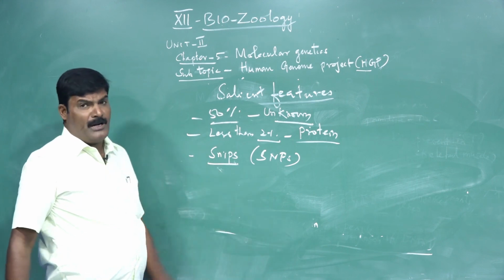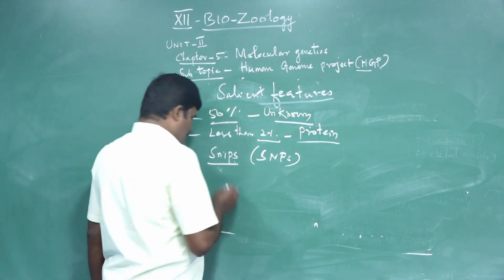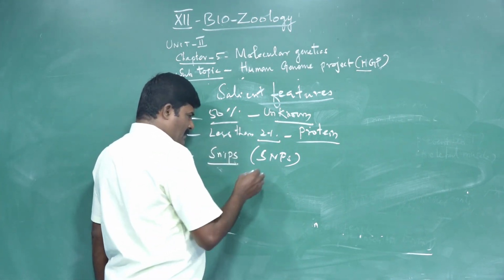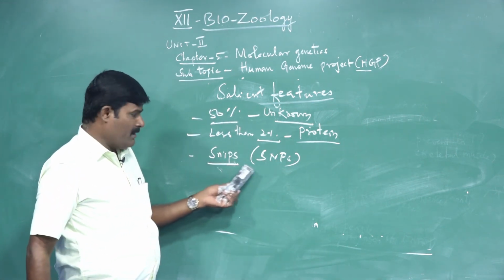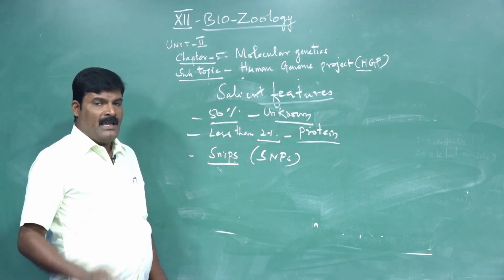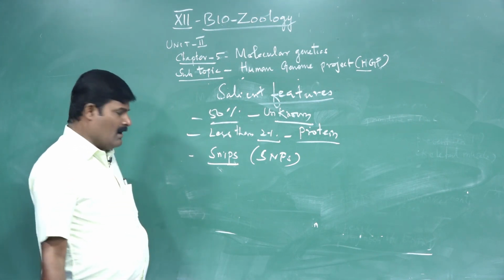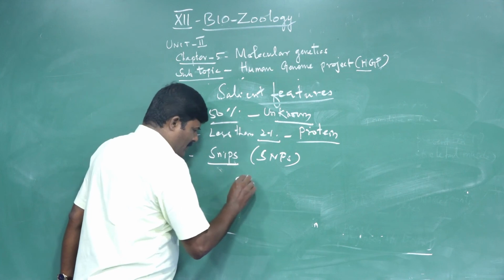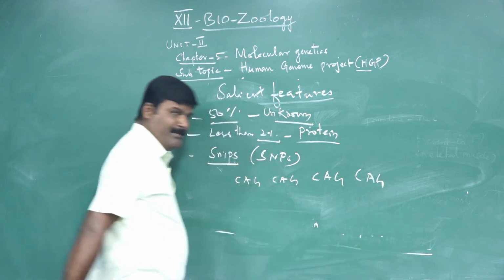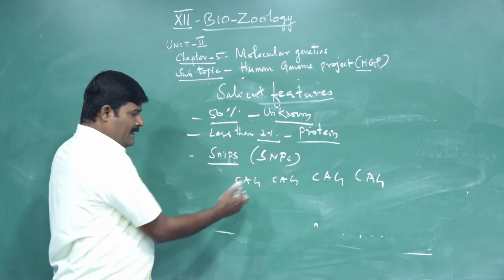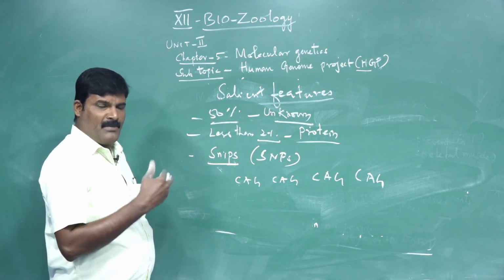Single nucleotide polymorphism, the single base pair DNA differences. This is called SNPs, single nucleotide polymorphism. What is polymorphism? Multiple copies of a DNA sequence, which is called the repeated portion. For example, CAG. These are the repeated portion. How many times is the same code repeated? Four times repeated. That is multiple copies.